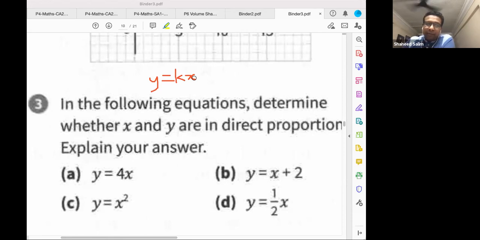I repeat, let's say for question C, you saw me explaining something like that, but I was saying that y is directly proportional to x squared. They are not asking you that. They are asking whether x and y are in direct proportion in all of these examples. That's what they're asking.